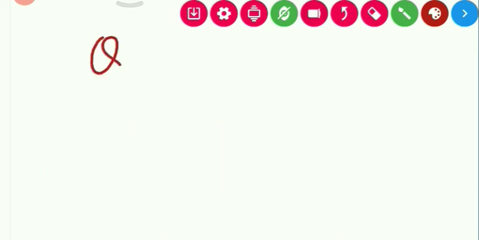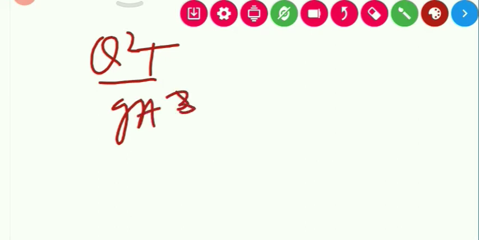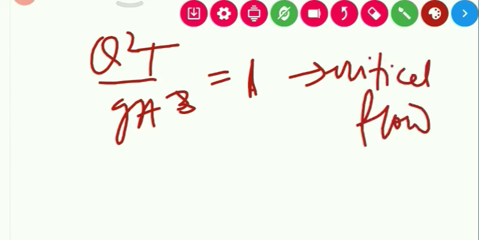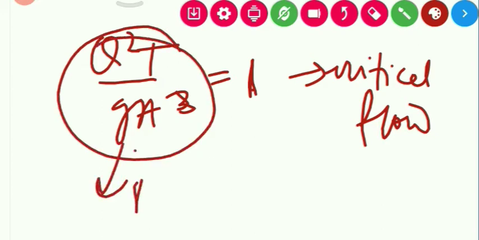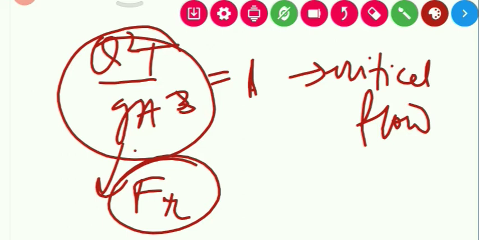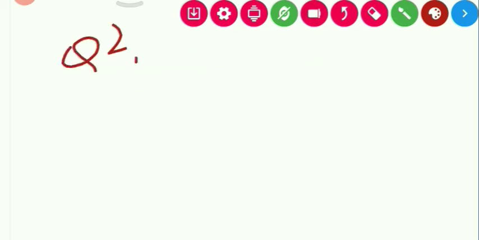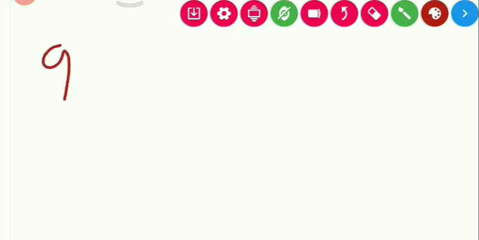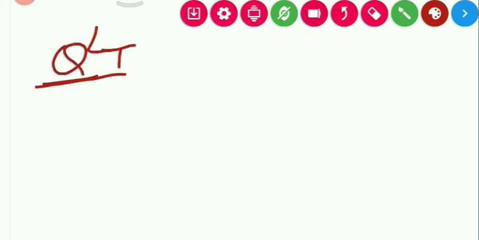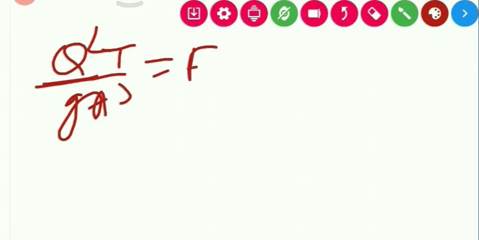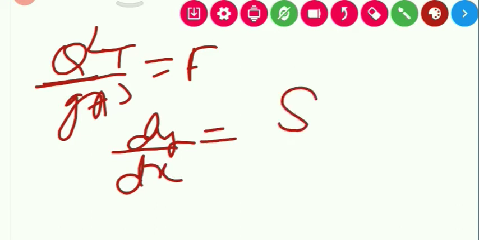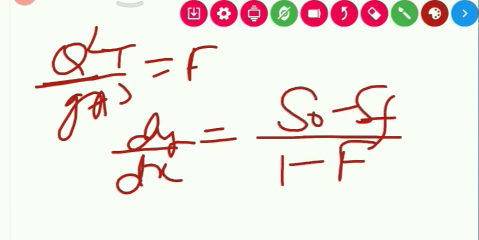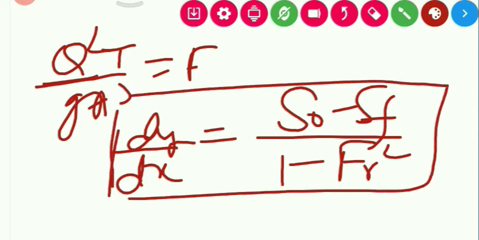Now what is this q square t upon ga cube? If this is equal to 1, then we get critical flow. This is actually nothing but the value of Froude number squared, which we have already derived earlier. So putting it over here we get dy by dx equal to s naught minus sf upon 1 minus Froude number square. This is the dynamic equation for gradually varied flow.